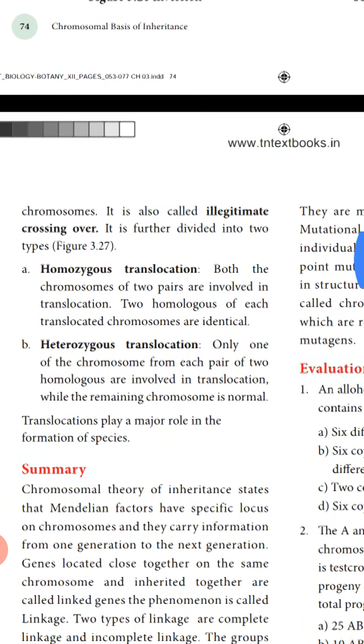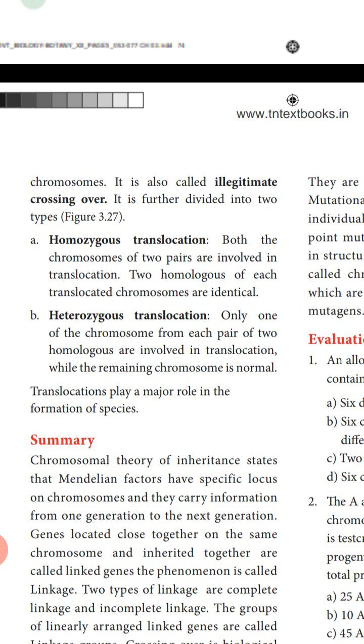So we have already studied homozygous translocation: both the chromosomes of the two pairs are involved in translocation, and the two homologues of each translocated chromosome are identical. So they are called homozygous. In heterozygous translocation, only one chromosome from each homologous pair is involved in translocation while the remaining chromosome is normal. So as we studied, they are heterozygous. Two will be the parental type and two will be found with the exchange of the chromosomal segment.